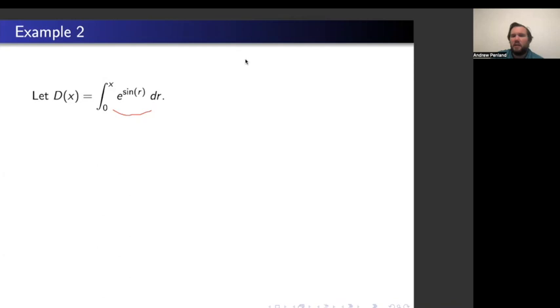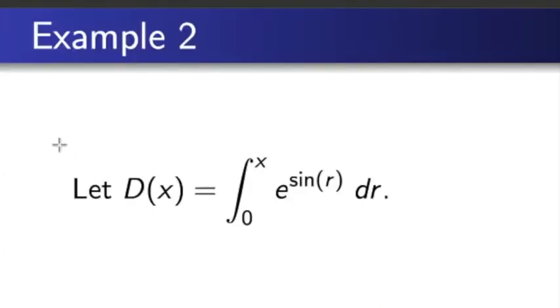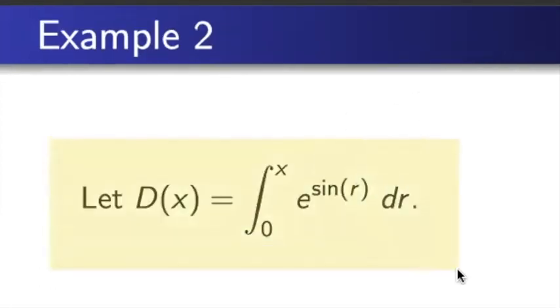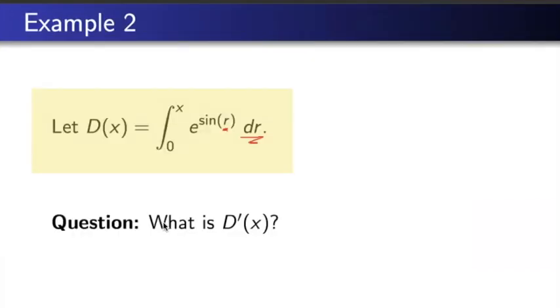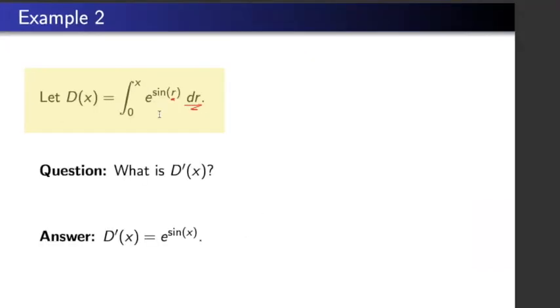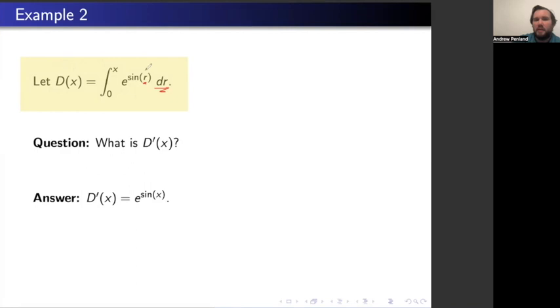Now there's nothing here that says I have to use t. So what if I defined this function d of x to be equal to the definite integral from 0 to x of e to the sine of r, dr. So here the dummy variable for the integration is r. What would d prime of x be? Well, it would be e to the sine of x. I'm just taking this integrand and replacing it so the variable is equal to x, and that is the derivative of this function defined in terms of this integrand.